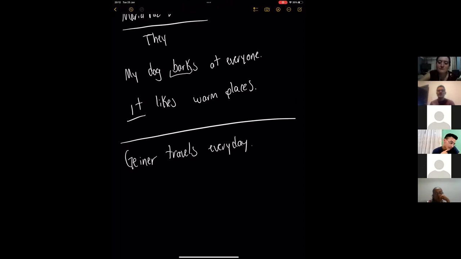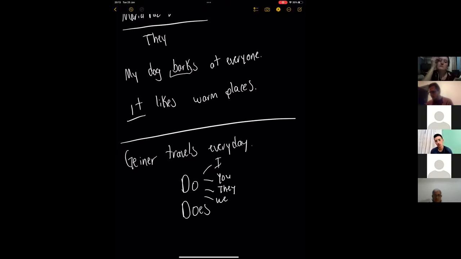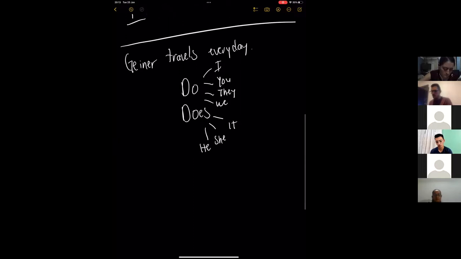Here is where we use the auxiliary. Which are the auxiliaries? Do and does. I'm gonna use do for I, for you, for they, and for we. And does is only for he, she, and it. How does it work? Or when do we use the auxiliaries? Very simple. We're gonna use them for negative sentences or for questions, okay?